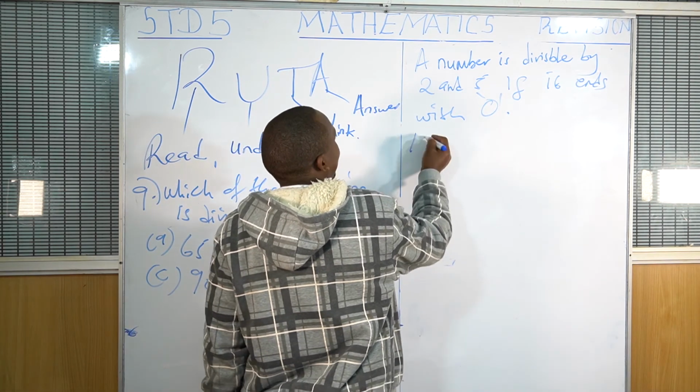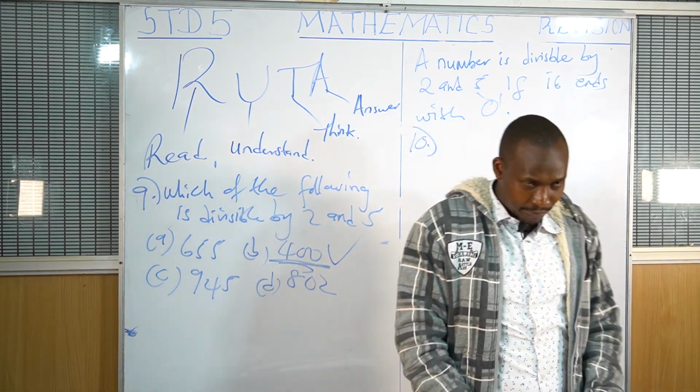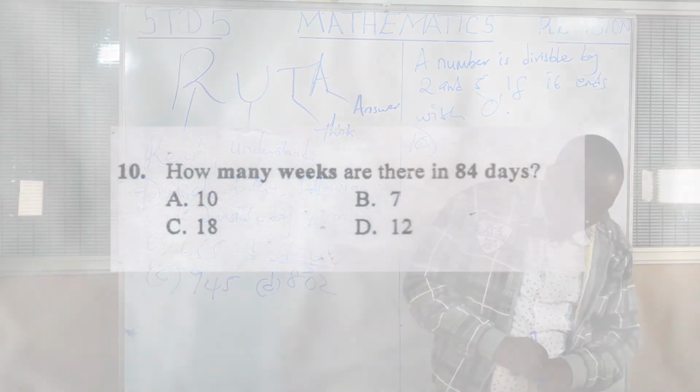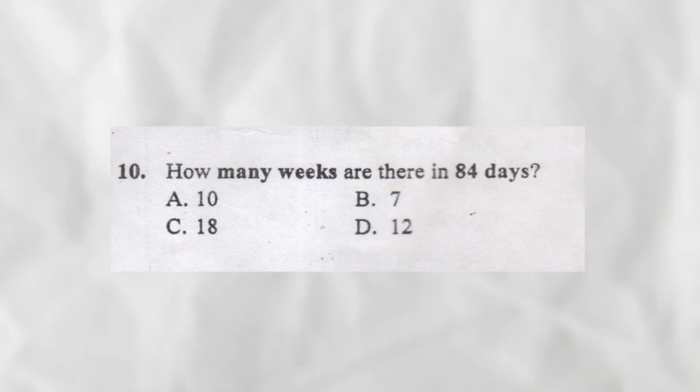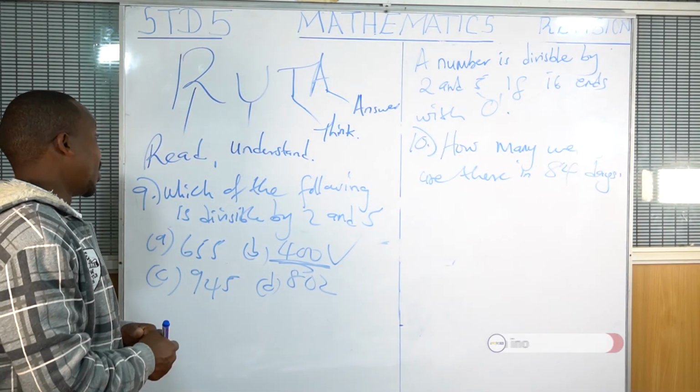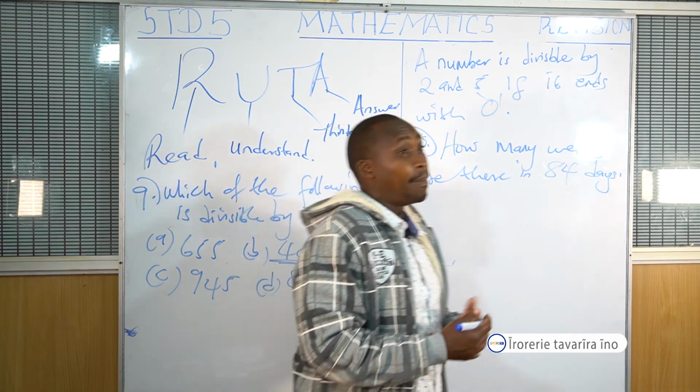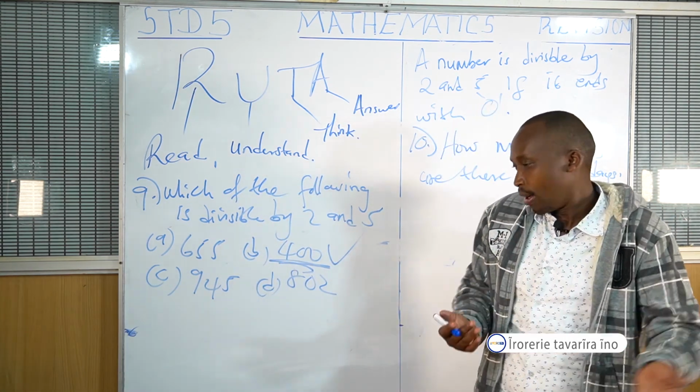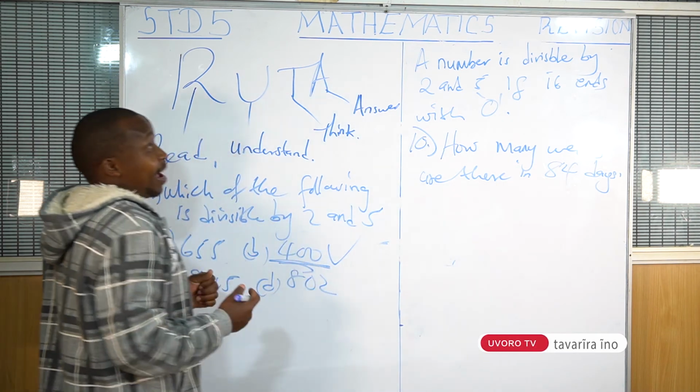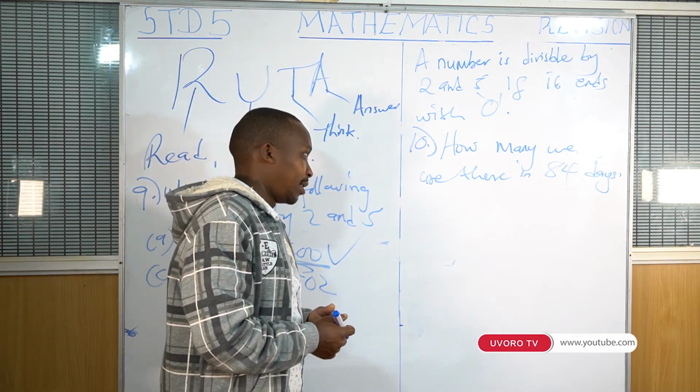Now, we go to our last question, number 10. How many weeks are there in 84 days? For understanding, pupils in class 5, we have already said mathematics is very simple. Now, let's see if it is true. How many weeks are there in 84 days?